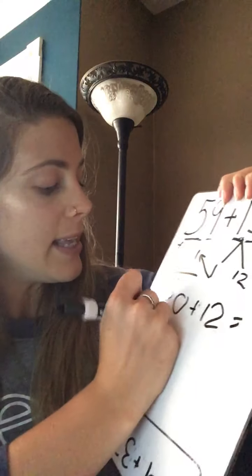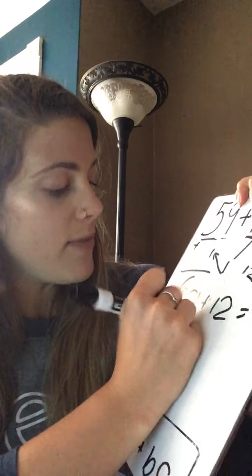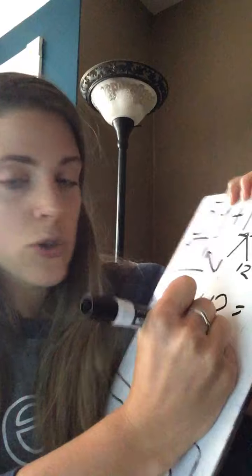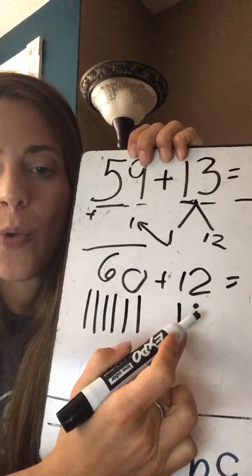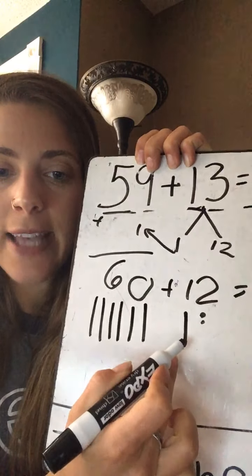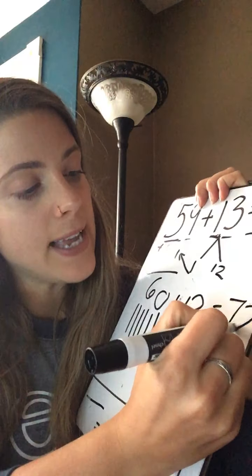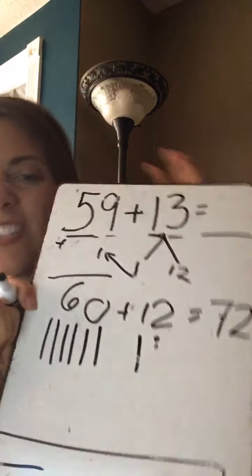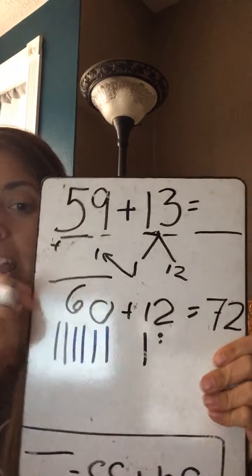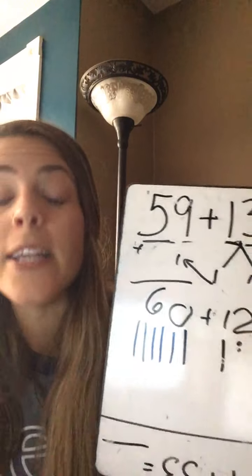So if we have 60, that's 10, 20, 30, 40, 50, 60. Plus 12 is 1 ten and 2 ones. So it's 60, 70, 71, 72. And that's the same answer we got as the other one. It's just a different way of thinking about it. And if this way does not make sense, that is okay.